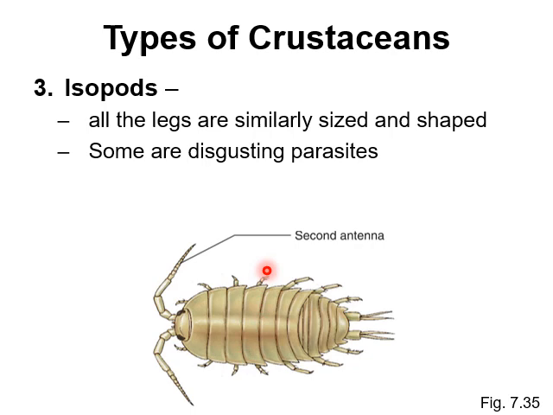These things are known for being really disgusting parasites. They will attach to the outside of fishes and eat their blood and eat their muscle and their tissues and whatnot. Probably the worst one of these, something that is truly disgusting, is a type of isopod known as a tongue-eating louse. What that tongue-eating louse does is it goes into the mouth of a larger fish, it eats the tongue of the larger fish, and then it assumes the position of that tongue.